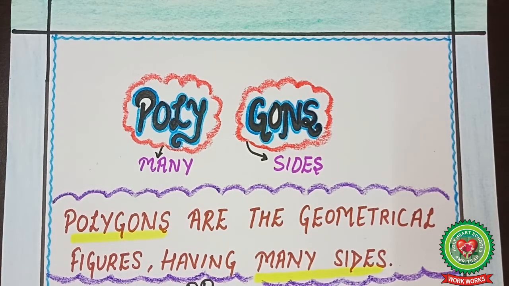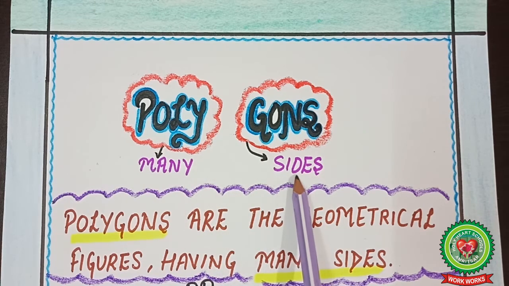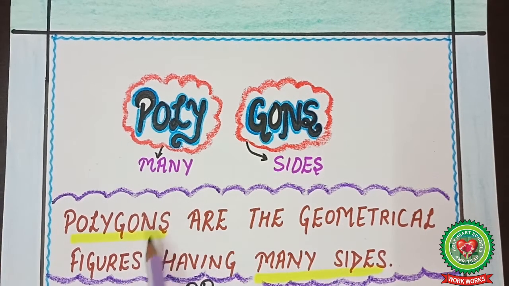So students, first of all, we will know what is the exact meaning of the polygon. So here you can see that I have divided the polygon into 2 words, that is poly and gons. Now here poly means what? Many. And gon means what? Sides. So polygon means many sides. So we will have a definition for polygons, that is polygons are the geometrical figures having many sides. From this word we can make this definition like this: polygons are the geometrical figures having many sides.